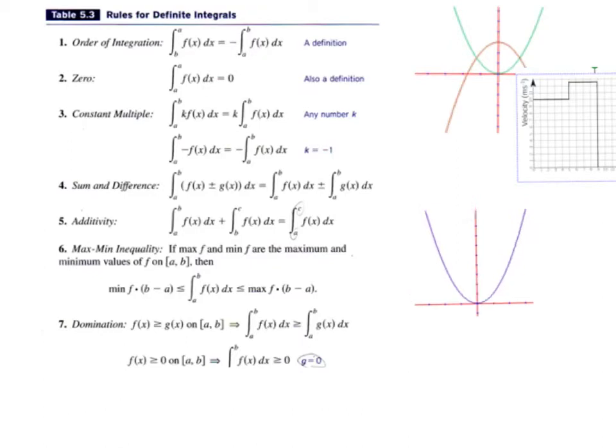All right, constant multiple. Well, let me do this again. So I've got x squared. Let's say I drew some right-hand triangles.